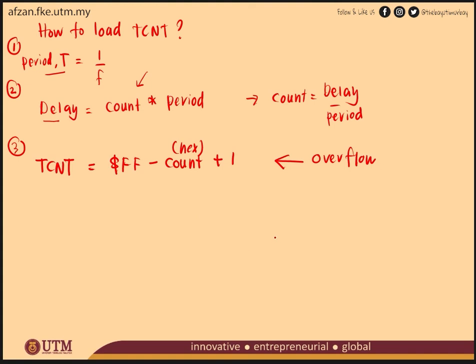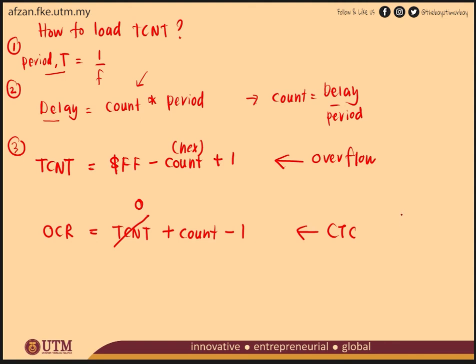If you're going to use the CTC method, there is another formula that you're going to memorize, in which OCR equal to TCNT plus count minus 1. But usually in the CTC method, the counter register will always be set to 0.